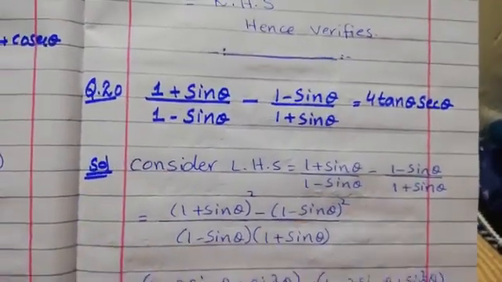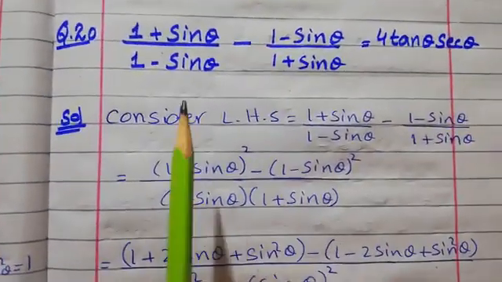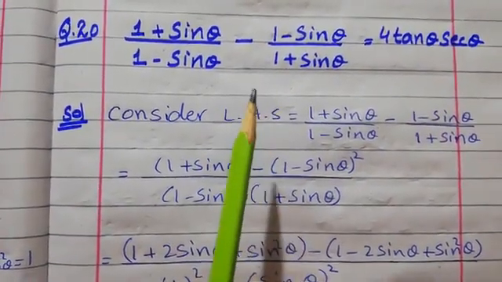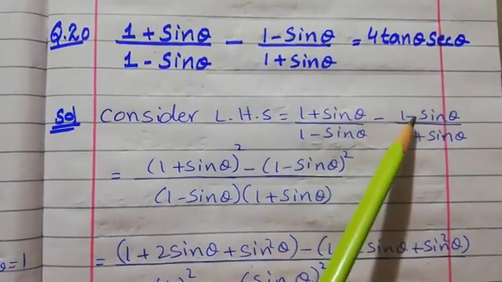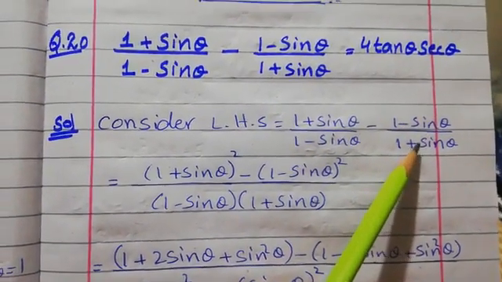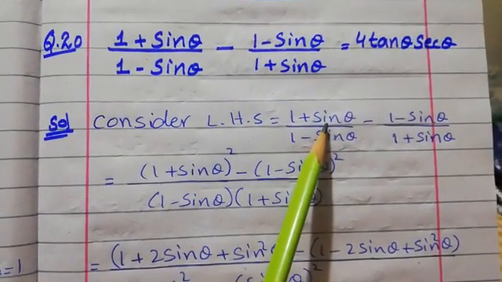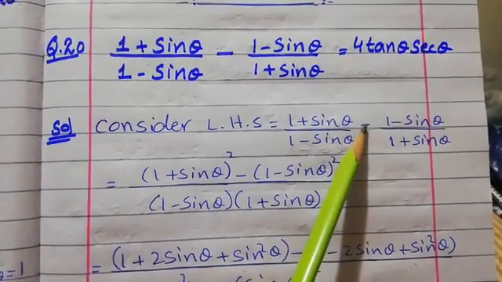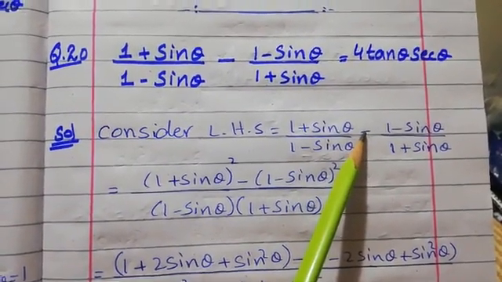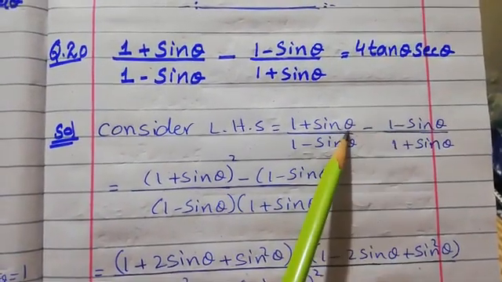Again we will consider the left hand side of the equation. The left hand side is (1 plus sine theta) by (1 minus sine theta) minus (1 minus sine theta) by (1 plus sine theta). Dear students, once again you can observe that we have two fractions and a minus sign between them, which means we are going to find the difference of these two fractions.